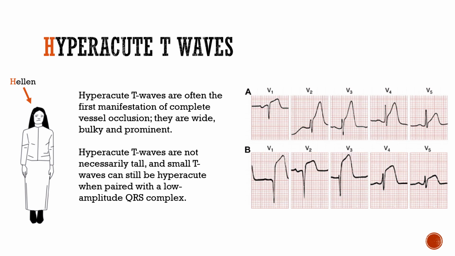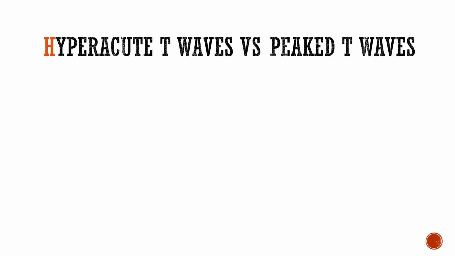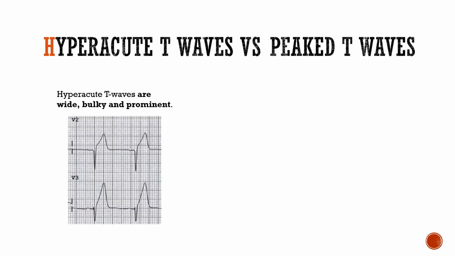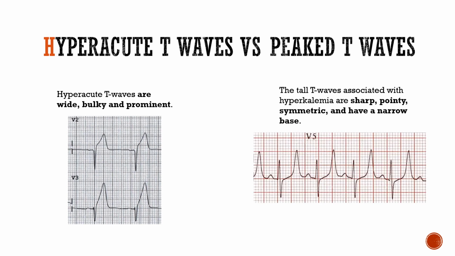Now, hyperacute T waves are often the first manifestation of complete vessel occlusion. They are wide, bulky, and prominent. But hyperacute T waves are very different from the peaked T waves that result from hyperkalemia. Hyperacute T waves are wide, bulky, and prominent, while peaked T waves, on the other hand, are sharp, pointy, symmetric, with a narrow base.